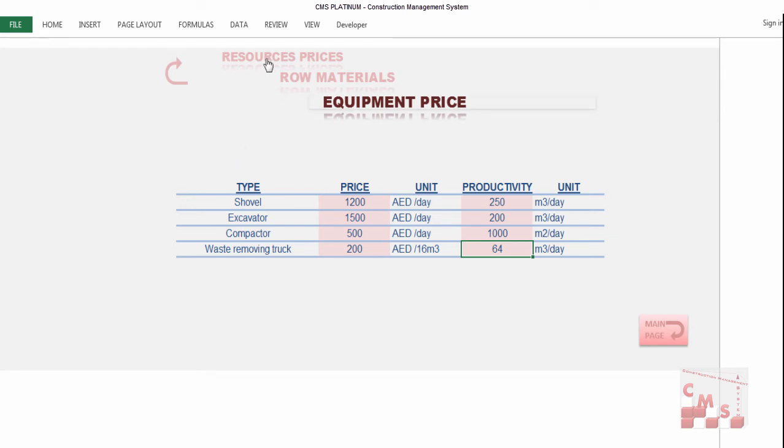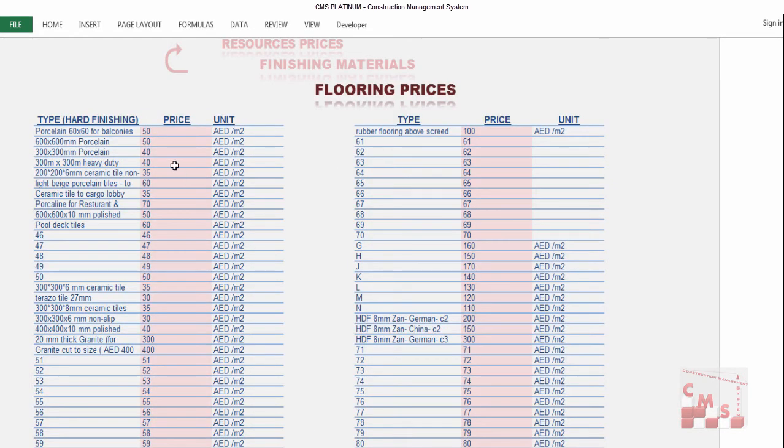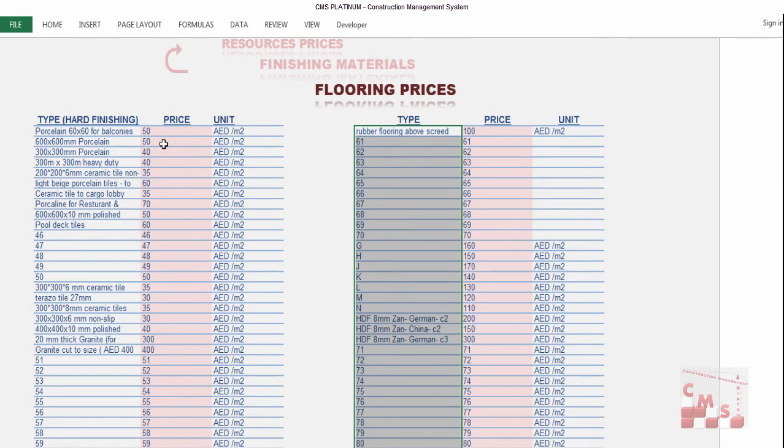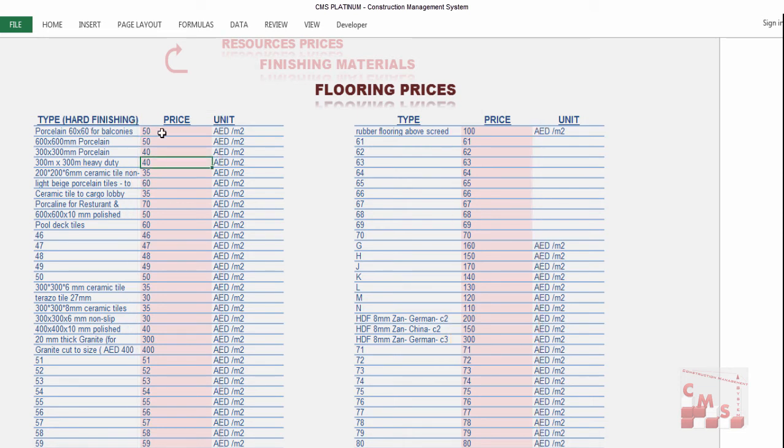Back to resource prices. Now we'll finish all the prices for the raw materials. We'll now start putting the pricing for the finishing materials. If we go for floors, we'll find here all the finishing materials we already inserted before in the quantity surveying works. What we'll do now is put here the purchasing prices for these materials. How much to purchase the tile? For this porcelain we'll pay 50. Here we are considering 50 dirham per square meter.